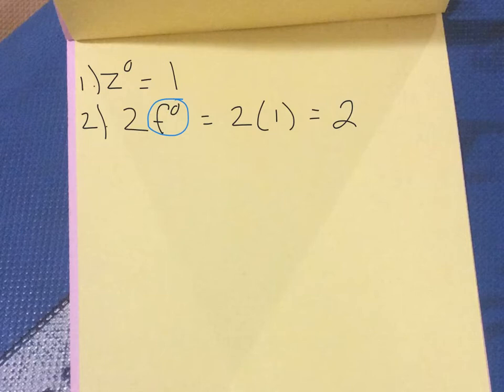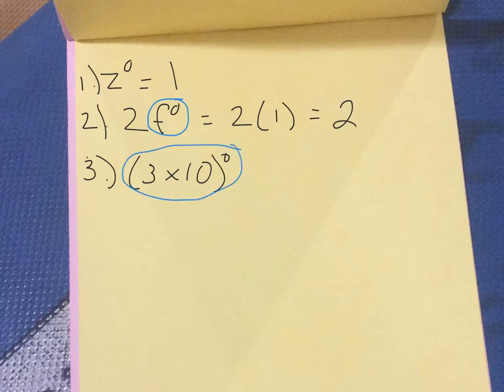Okay, how about one that looks like this? Since we've got some extra room, let's say we have, and this one seemed to cause a lot of problems, 3 times 10, all to the 0. Well, anything to the 0 is 1. So this whole thing has a 0 exponent, which means this whole thing is just 1.